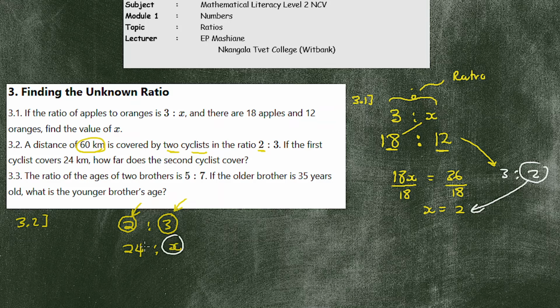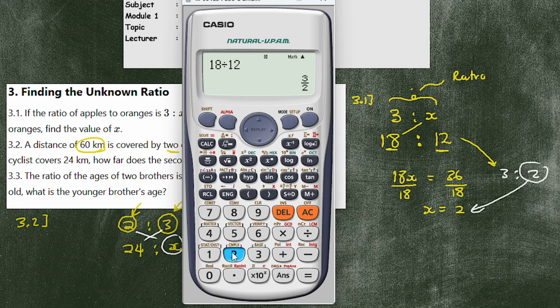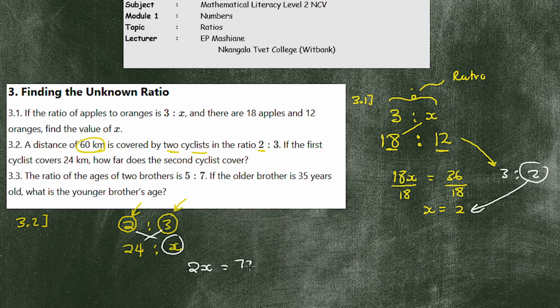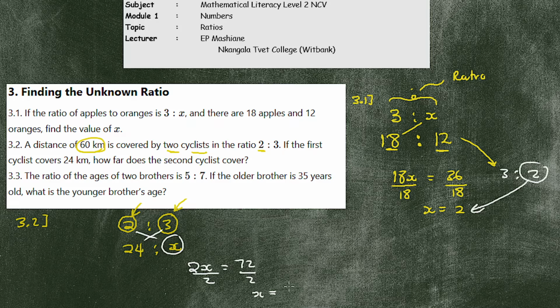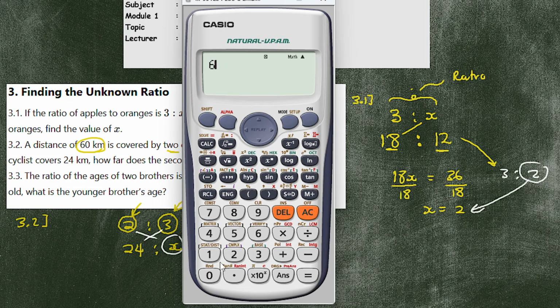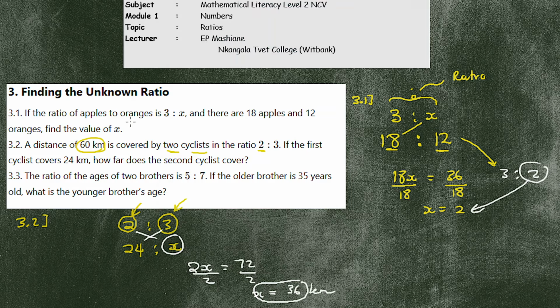In order to find the value for X, I'm gonna do a cross multiplication. So 2 times X, that's 2X. 3 times 24, that's 72. Divide both sides by 2. Then my X is gonna be equal to 36 kilometers. Alright, 3.3. I feel like you can also do it by saying 60 minus 24. That's gonna work as well, right? Because they gave you the total.